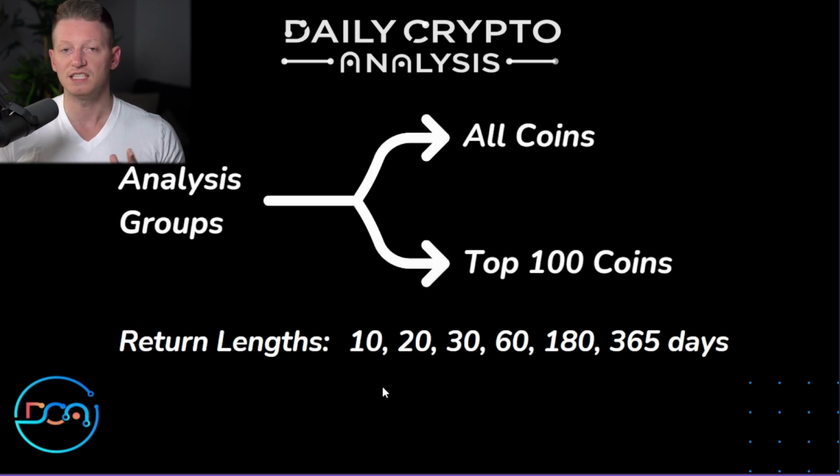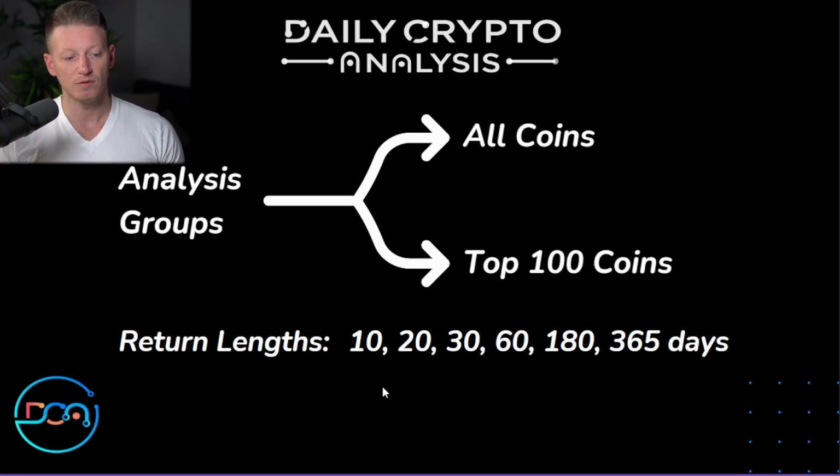We did this in two different analysis groups. I looked at all coins, in other words, every coin that we collected, and then compared that to looking at only the top 100 coins. When the event occurred, was the coin within the top 100 or not? We wanted to look at the difference between those two cohorts.